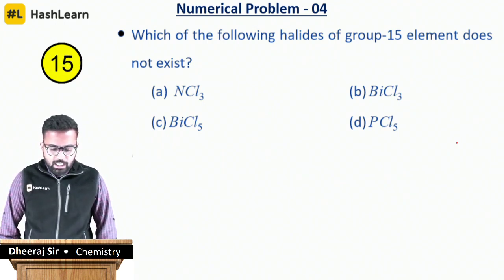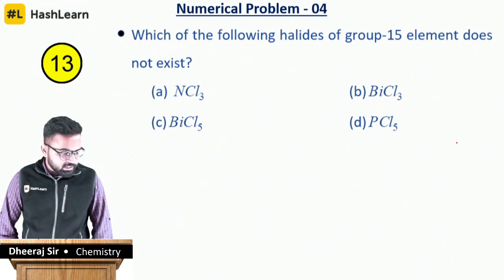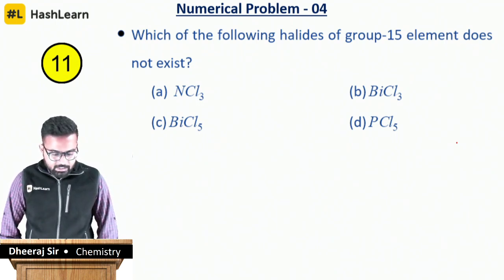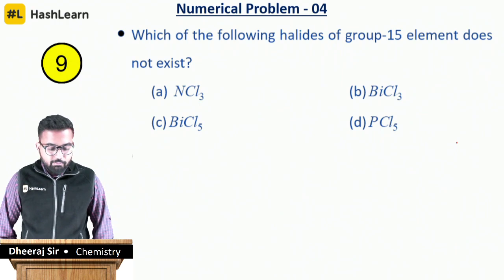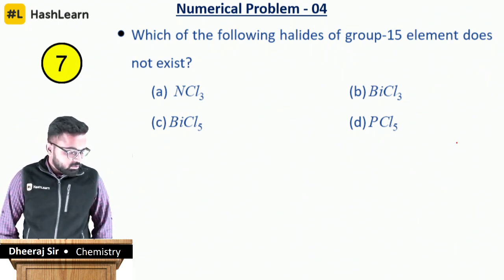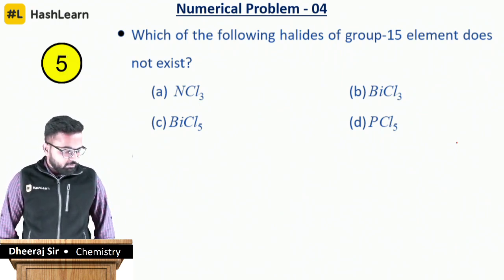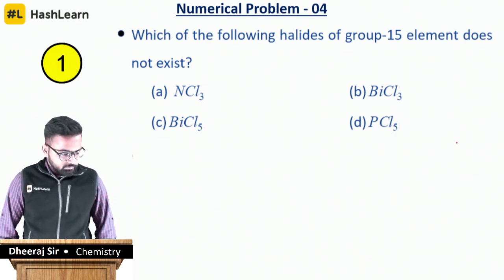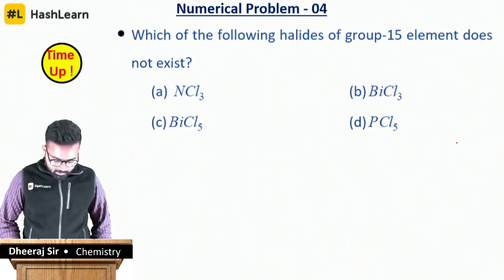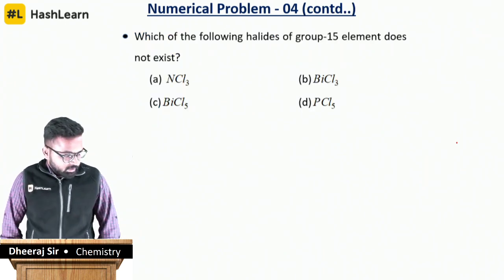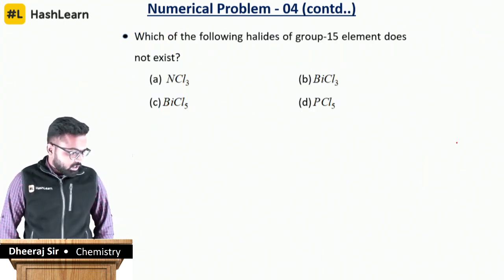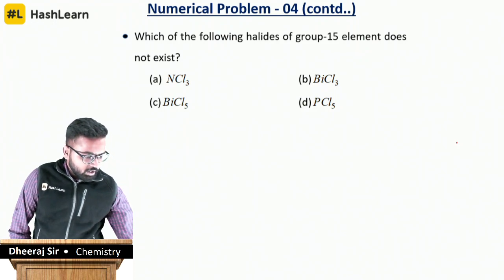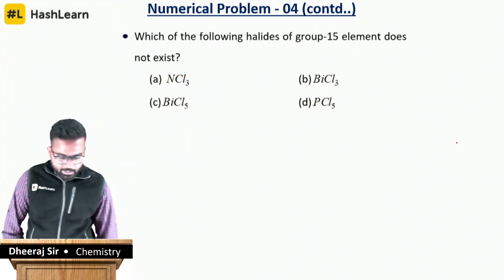So which of the following halides of group 15 elements does not exist? NCl3, BiCl3, BiCl5 and PCl5. Which one? Sakshi says it's 4A. Waiting for others to quickly give me the answer, guys. So Preeti says it's 4C. Okay. Others, Peru, and Sushmita who joined us now. Go ahead, guys. Work on this problem. Let me know the answer quickly.